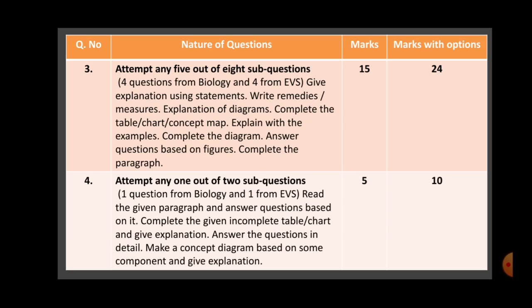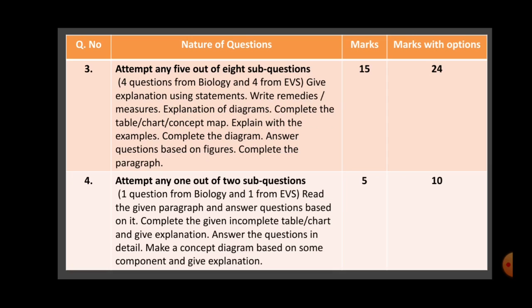Now the fourth question is, attempt any one out of 2 sub-questions. One will be from biology and one from EVS. Now here either they can give a paragraph and questions based on the paragraph can be asked. Either they can give you an incomplete table or chart and ask for the explanation, or they can ask one single brief question and you have to answer in detail, supporting the answer with a diagram, or they can ask you to draw a concept diagram and explanation.